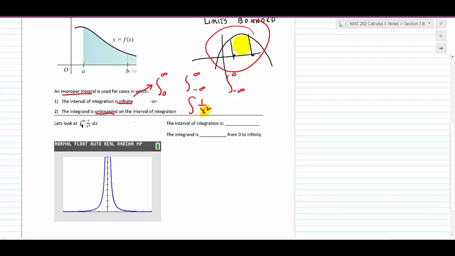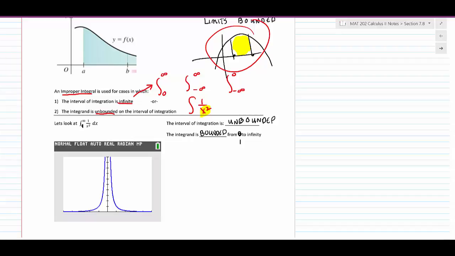The interval of integration is unbounded, that's infinite, so you're going from 1 to infinity. But the integrand is bounded. We're not going to look at where both of those things exist. We're just looking at one that is unbounded and the other that is bounded. We're kind of categorizing it like that.